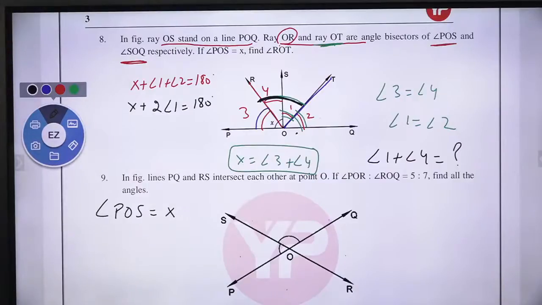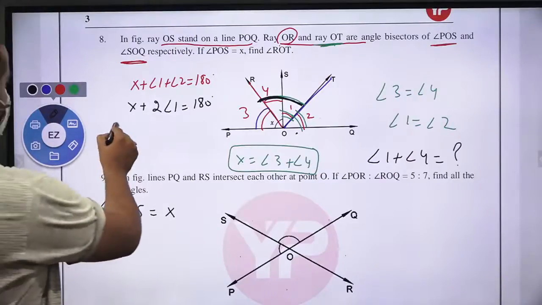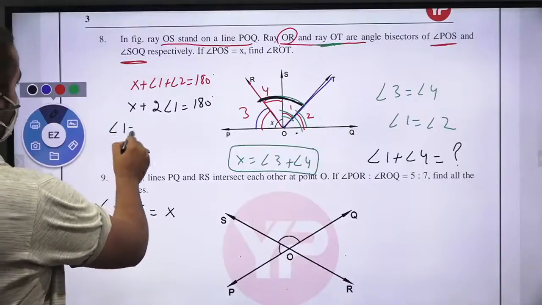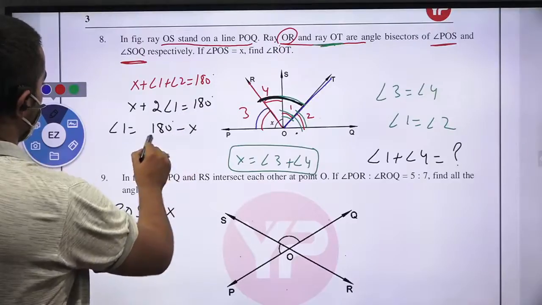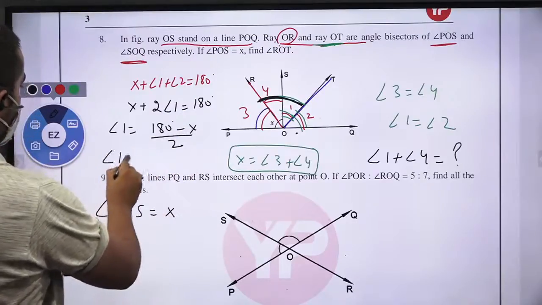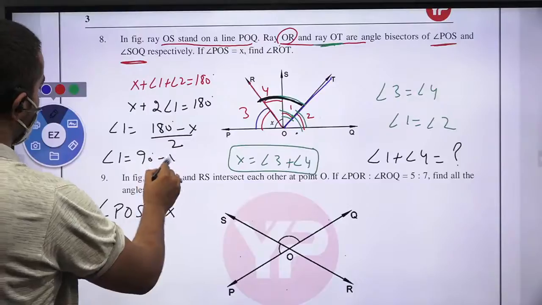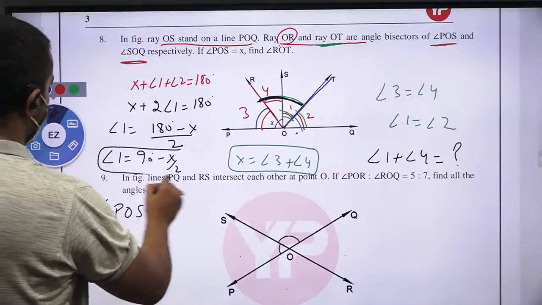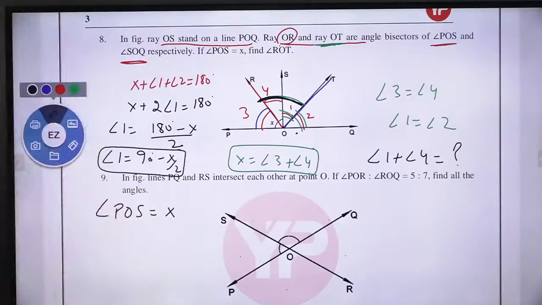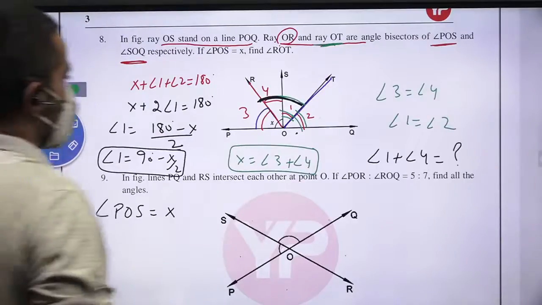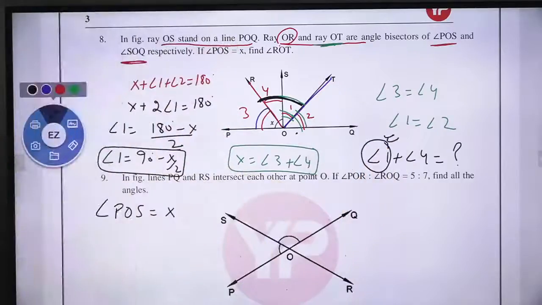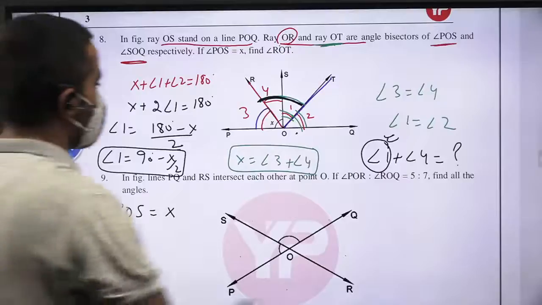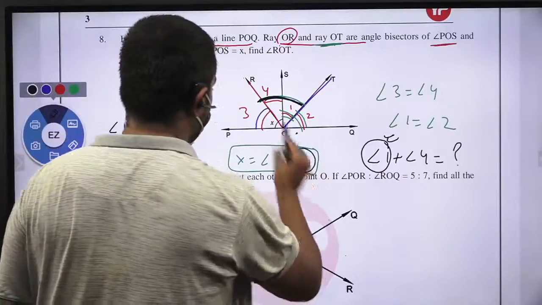So angle 1 will be 180 minus x by 2. So angle 1 will be 90 minus x by 2. So this is my angle 1. Now angle 1 we found out in terms of x. So similarly, can we find out angle 4 also?